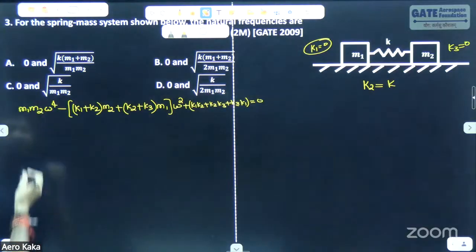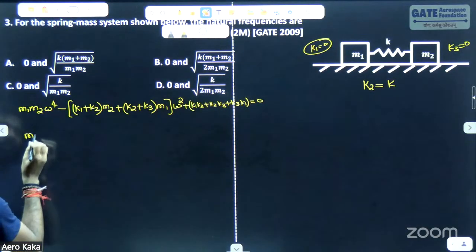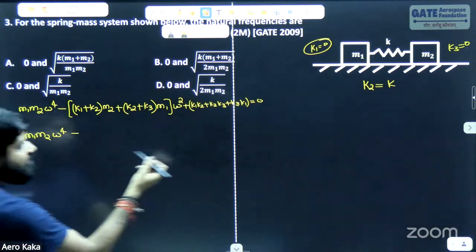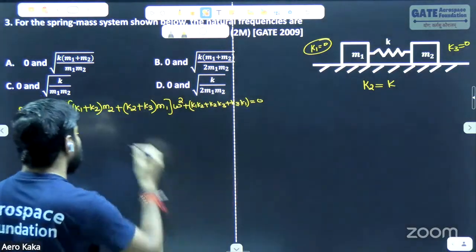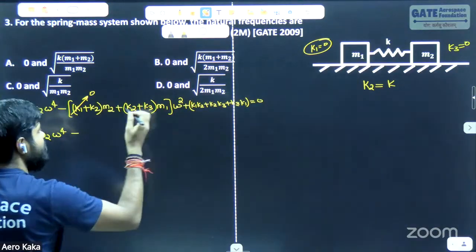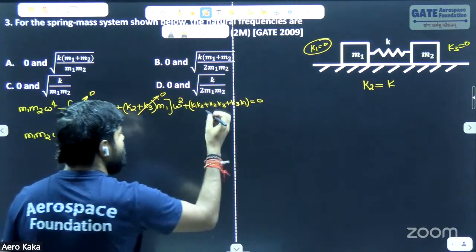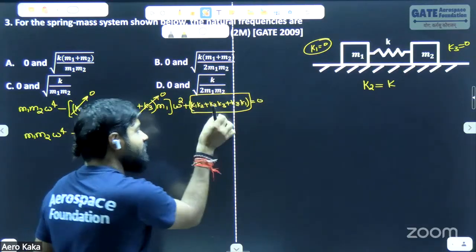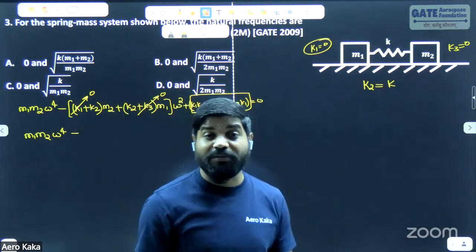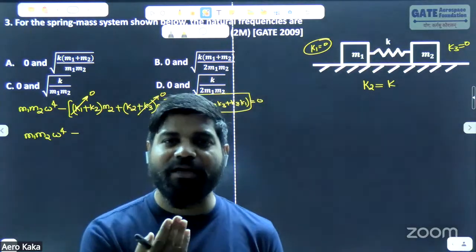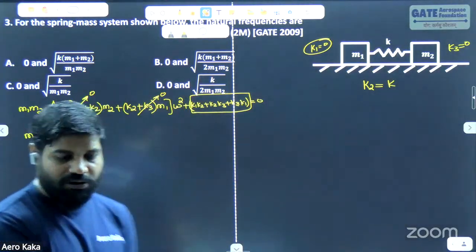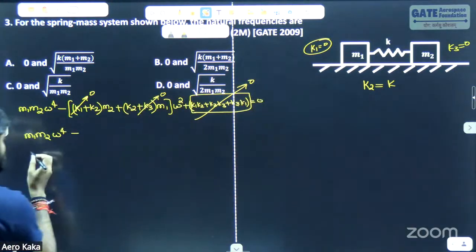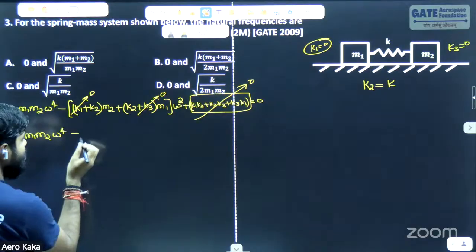Just substitute this. Here you can write it's m1 m2 omega raised to power 4 minus. Since your k1 and k3 are 0, just substitute: k1 is 0 and here k3 is 0. Obviously, this whole term is going to be 0. Why? Because it contains k1 k2, k2 k3 and k3 k1. When you multiply any number by 0, it becomes 0 automatically. So this whole term is going to be 0 only, and it is going to be m1 m2 omega raised to power 4 minus.